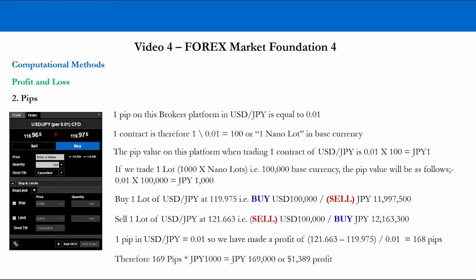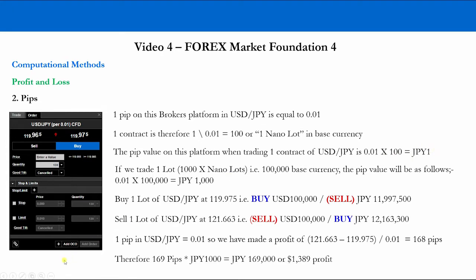Now let's have a look at another example. We're going to look at a smaller one using pips. So we're going to look at dollar yen, where the pip value is different. Now 1 pip on this broker's platform in dollar yen is spot 0.1, as you can see here. And one contract is therefore worth 1 divided by the pip value, which equals 100, or 1 nanolot in base currency. So the pip value on this platform, expressed in quote currency, when we're trading one contract of dollar yen, is 0.01 times 100. This works out as 1 Japanese yen.